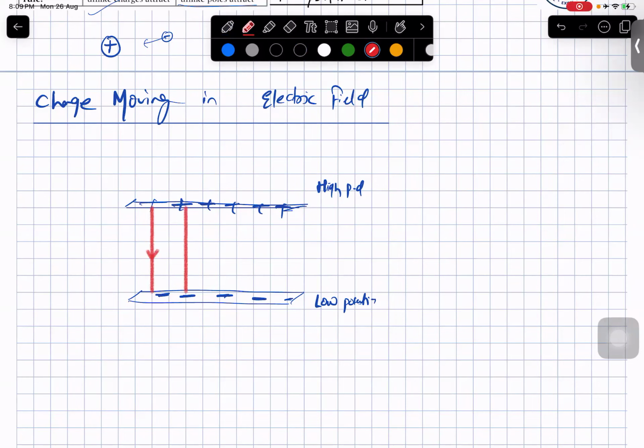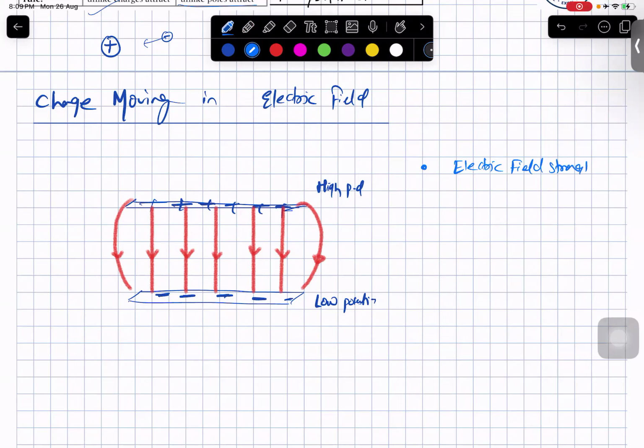And you are asked to draw the electric field lines as well. Do it with me. This is inside the plate. Outside it goes a little curved, because the medium is changing. So I need to write down that the electric field strength is uniform throughout.